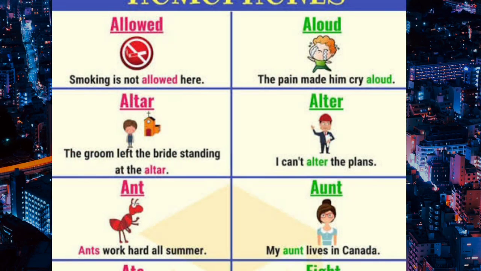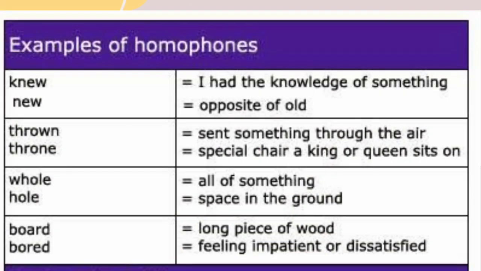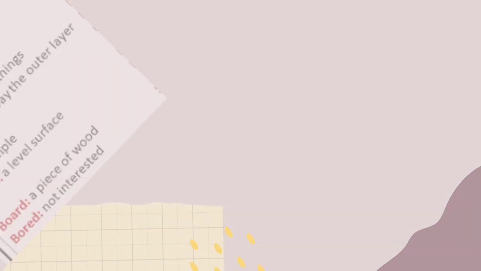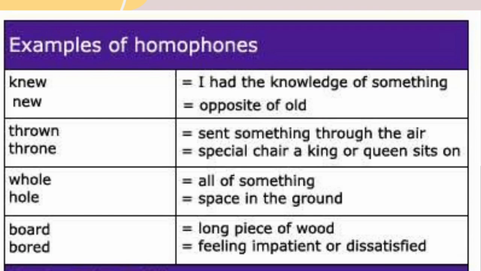Allowed and aloud. Smoking is not allowed here. Here we have the spelling allowed, while the pain made him cry aloud. There we have aloud. We also have other examples like altar and alter, ants and aunts, new and knew, throne and thrown, board and bored. You can see that though they all have the same pronunciation, they have different spellings as well as different meanings.